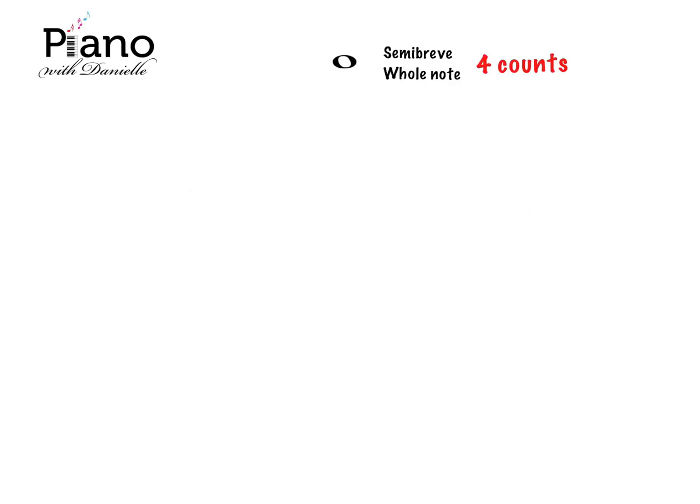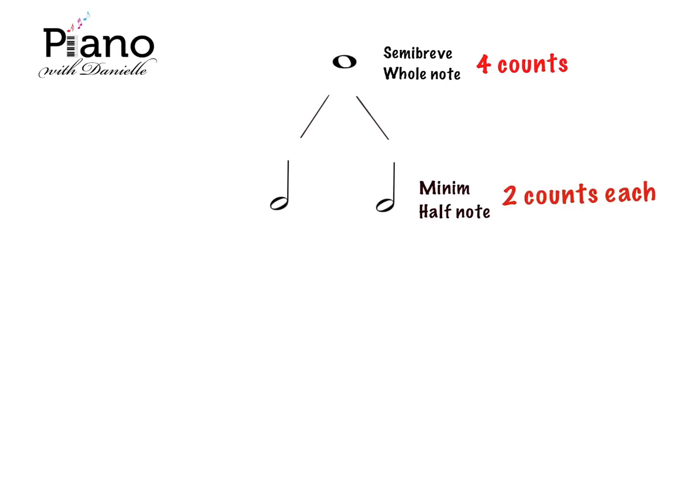Once the cake's been baked, we decided we were going to share it, so we had to cut the cake into 2 halves. When we did, we got these 2 notes. They are called minims, or an alternative name is a half note. They are worth 2 counts each. If I add them both together, they equal the 4 counts, which is equal to my semibreve.